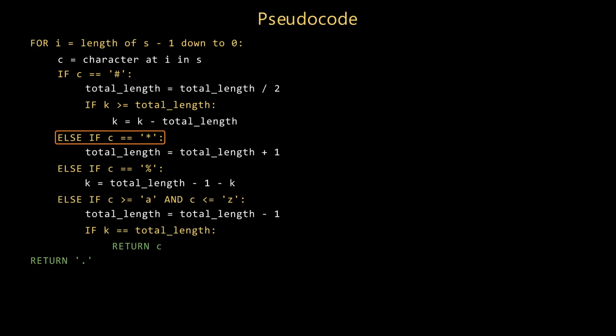Undo a star by expanding total length by 1. Add 1 to total length. Undo a reversal by mirroring k across the block. Set k to total length - 1 minus k. Undo an appended letter by shrinking total length. Subtract 1 from total length. When k matches the new boundary, return this source letter. Return the character at index i. If no letter claims k, return dot.